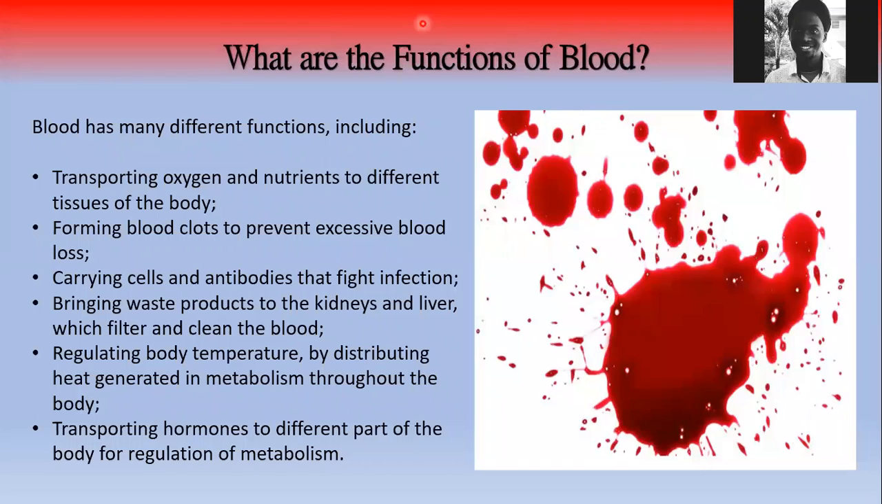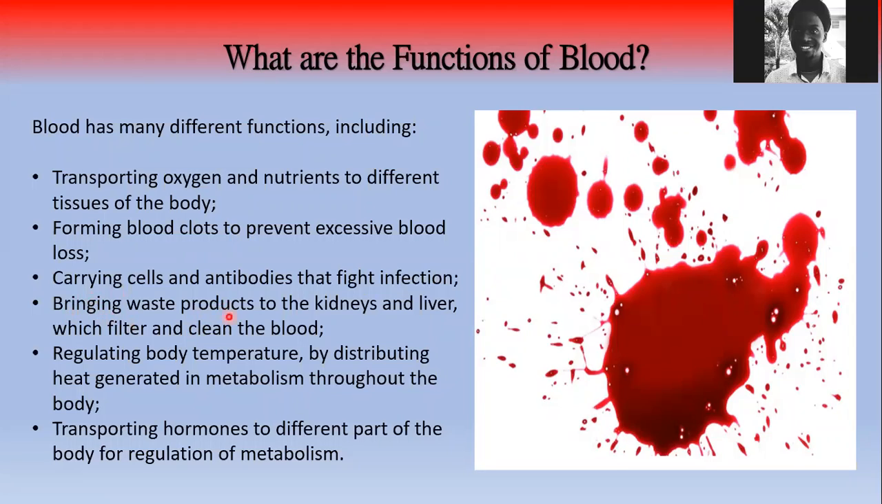Functions of blood. We need blood to transport oxygen and nutrients to different parts of the body, or different tissues or cells of the body. Blood is also important to form clots to prevent excessive blood loss in case there is an injury. You need blood cells and antibodies to fight infections, whether it's bacterial infection, viral infection, and so forth. You need blood for that.